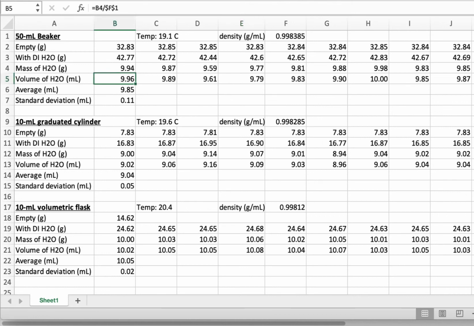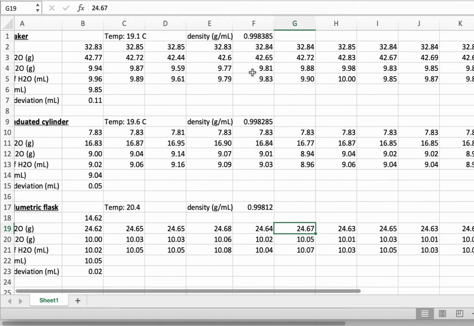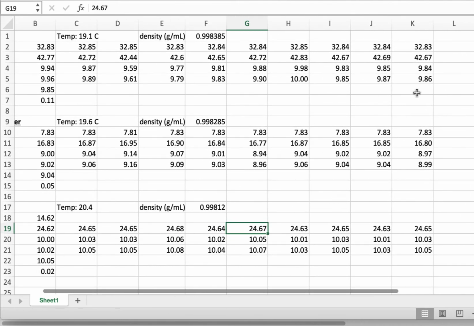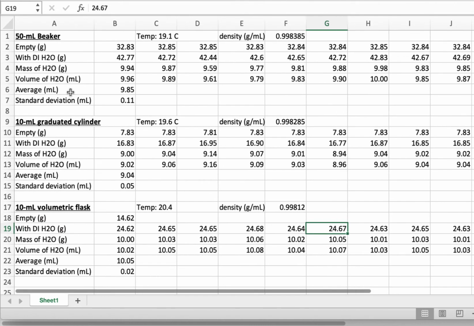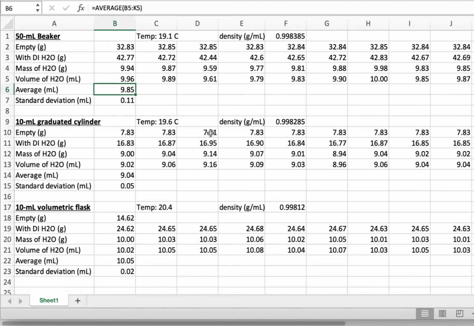So if we look at the volumes of the water in the beaker, you can see that they were all pretty close to 10. One of them I got spot on, but most of them, there was some variation. Let's see, I'm going to scroll this over here so you can see the last of the measurements, right? Most of them were around 9.9. You can see my average value was 9.85 milliliters, so that's not too bad.